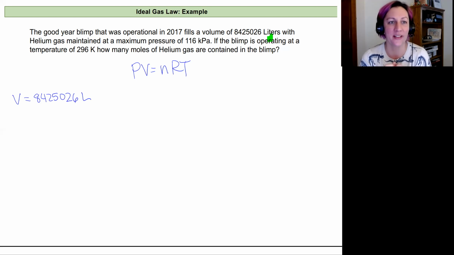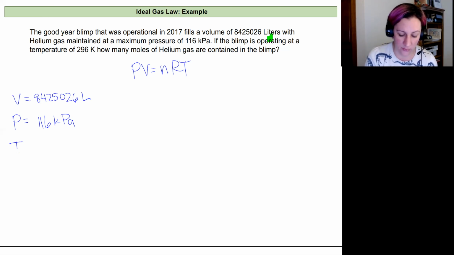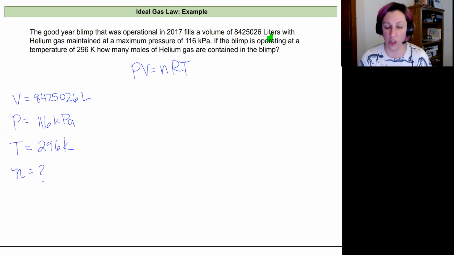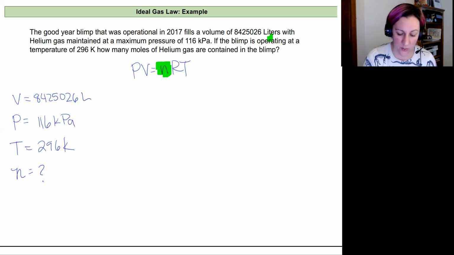So helium gas will be maintained at a maximum pressure of, so we're getting information about pressure, 116 kilopascals. All right, so if the blimp is operating at a temperature, so we're learning about temperature, of 296 Kelvin, how many moles of helium gas are actually contained in this gigantic blimp? So we have 3 known variables and 1 unknown. What we are trying to solve for here is n, and we know everything else. We know pressure, volume, and temperature, and we always know R.